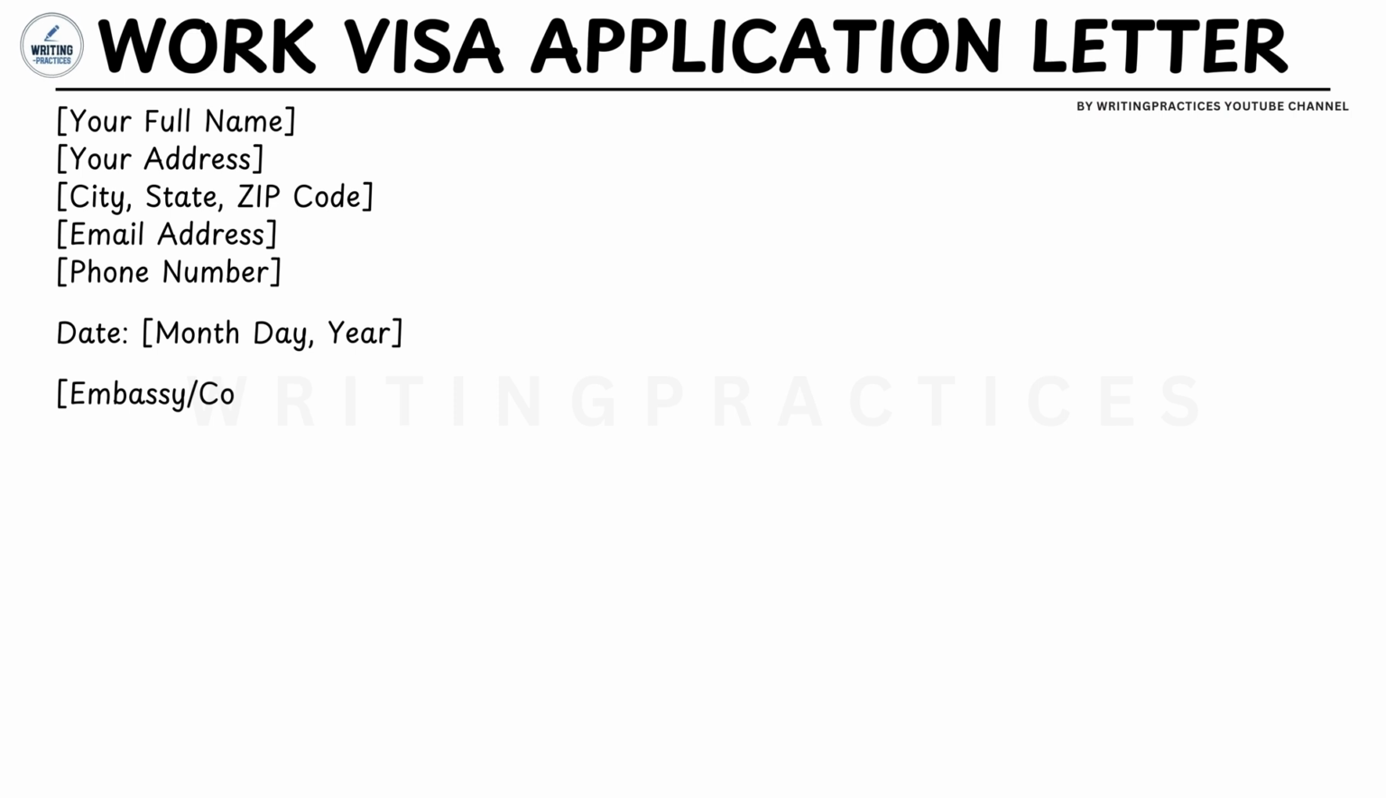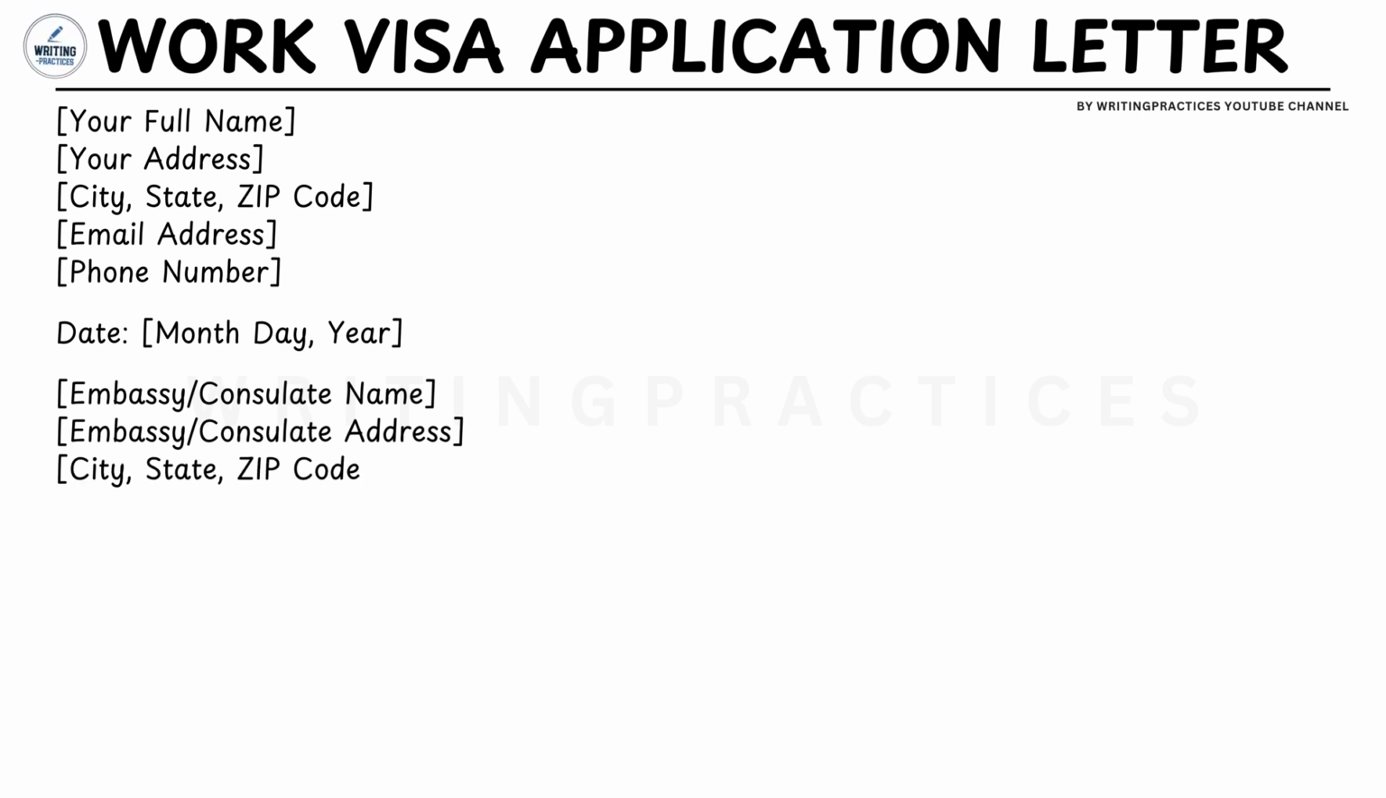Recipient's details, addressing the embassy or consulate. Now you need to address the letter to the appropriate embassy or consulate handling your visa application. This section includes embassy or consulate name, embassy or consulate address, city, state, and zip code. For example, if you are applying for a work visa to Canada from the US, it would look like this. To Canadian Embassy in Washington, D.C., 501 Pennsylvania Avenue Northwest, Washington, D.C. 20001. Using the correct address ensures that your letter reaches the right officials without unnecessary delays.